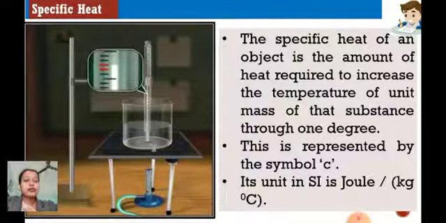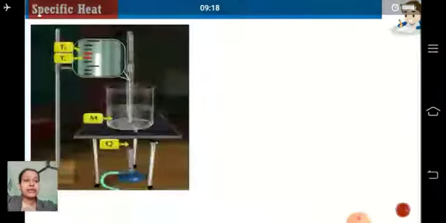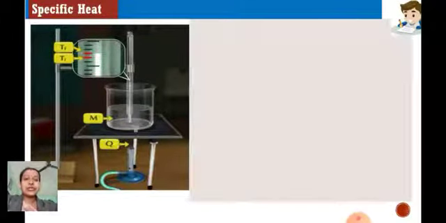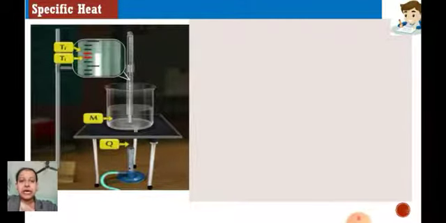Okay, fine. So remember, the SI unit is joule per kilogram degree Celsius, and the Celsius unit is calories per gram degree Celsius. Instead of joules, we have calorie. Instead of kilogram, we have gram, and degree Celsius. So remember this, there are two units. The higher unit is called the SI unit. The lower unit is called the Celsius unit.